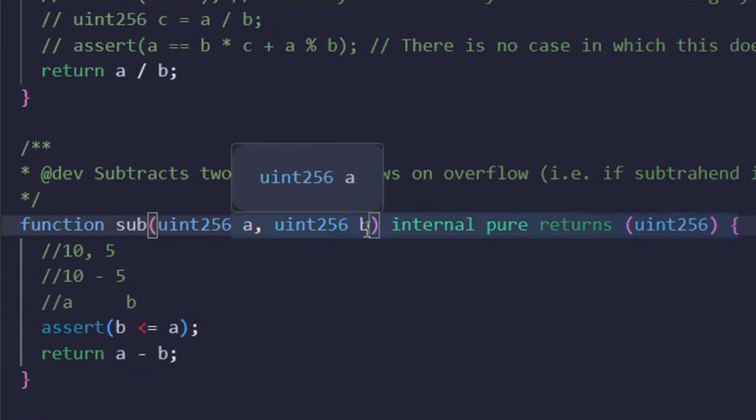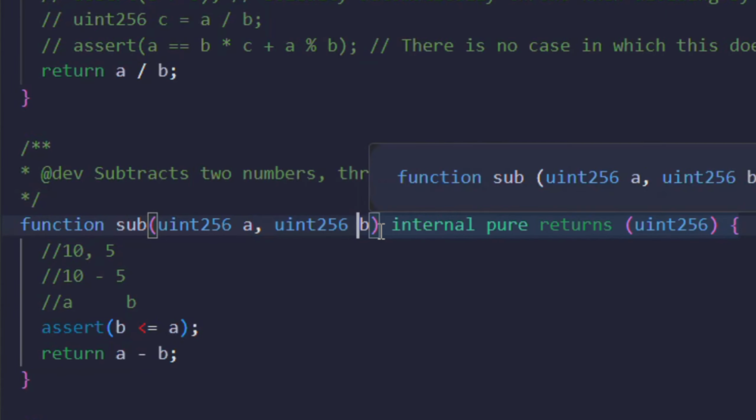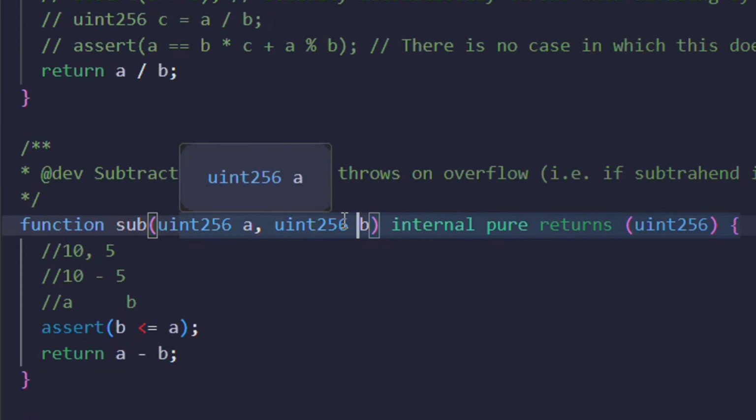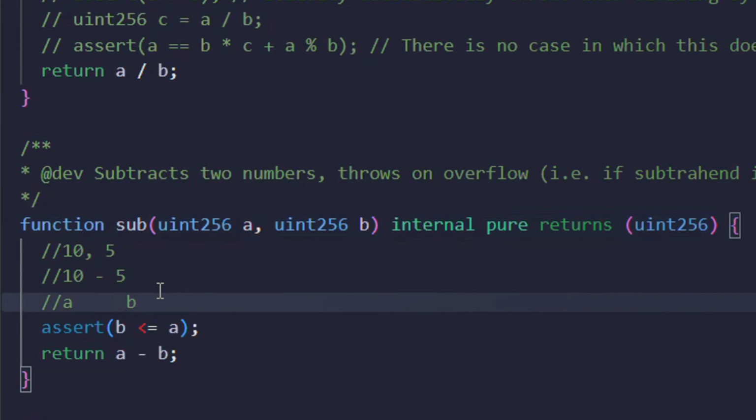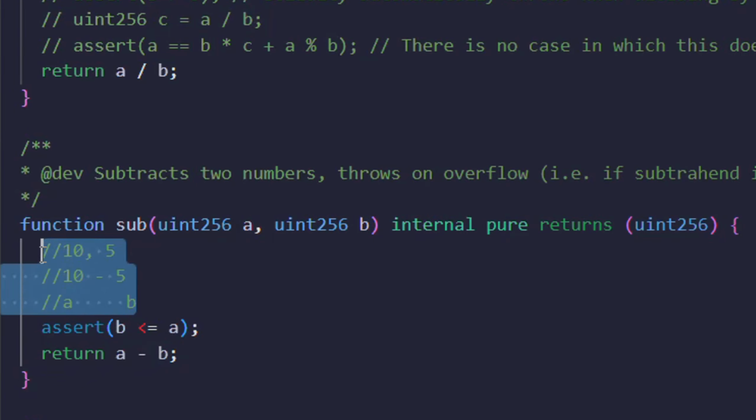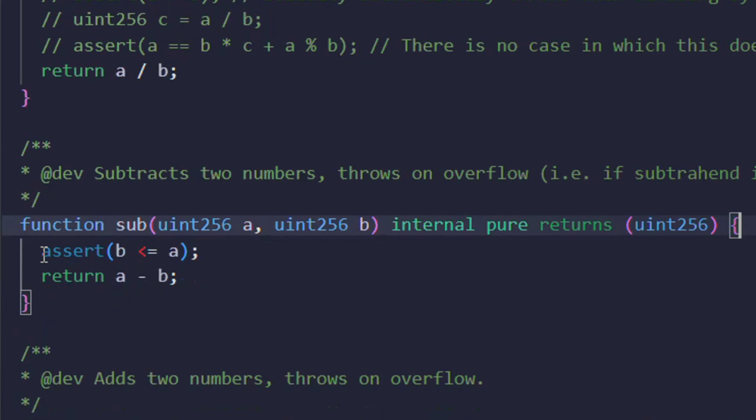10, 5, 20, 11, 55, and so on and so forth. But anytime you put a smaller number at a and a bigger number at b, it is going to throw an error. So that's what the assert is simply saying. Then we return a minus b.